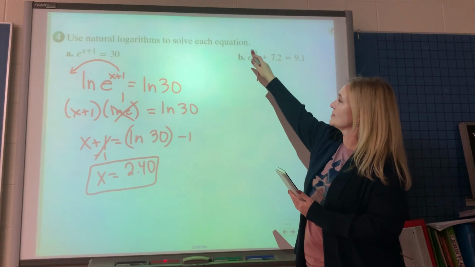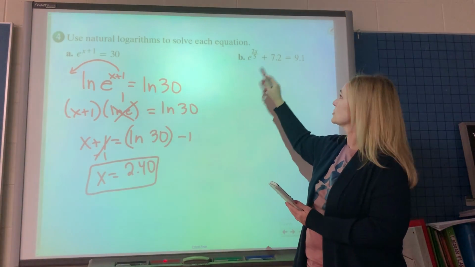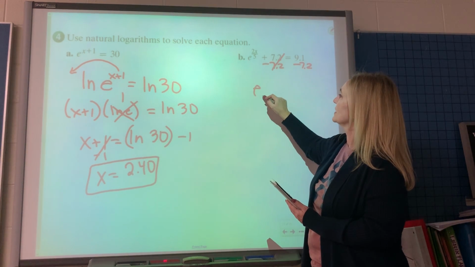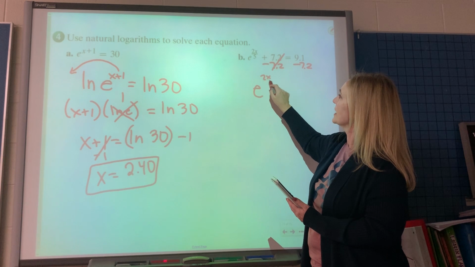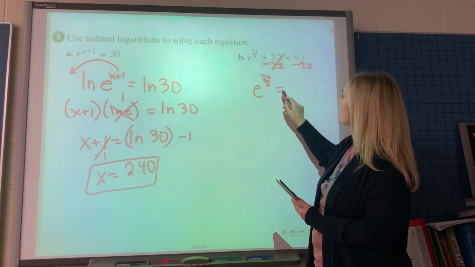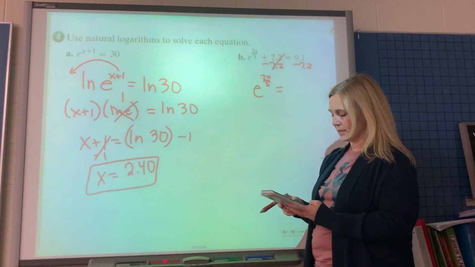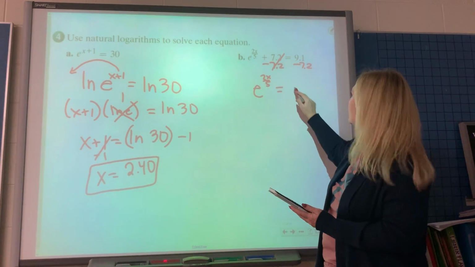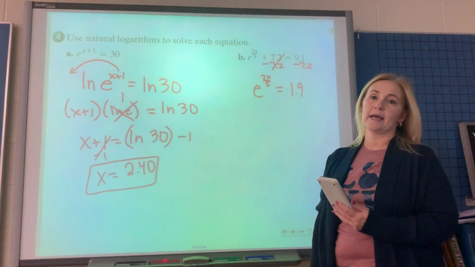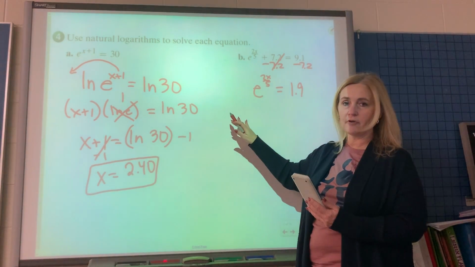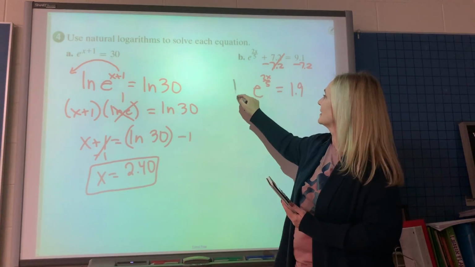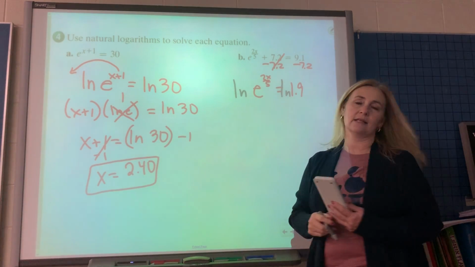So you always have to get the part that has the e by itself first. So you're subtracting 7.2 over to the other side first. So we have e raised to the 2x over 5 power equals 9.1 minus 7.2, which is 1.9. Okay, now that you've got this part by itself, you're going to take the ln of both sides. If you leave enough space, you can just slide it in right here. Take the ln of both sides.